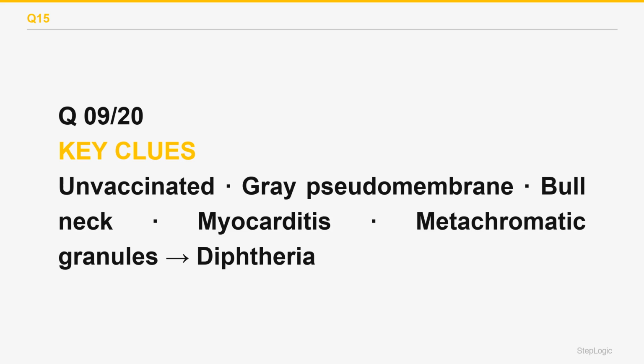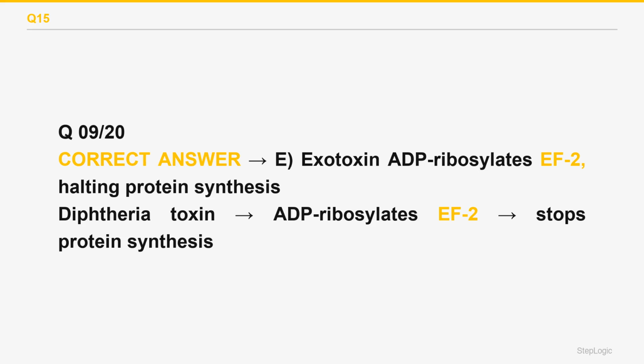cell protein synthesis. This kills cells, producing a thick gray pseudomembrane in the pharynx, a layer of dead cells, fibrin, and bacteria that bleeds when scraped, the bull neck lymphadenopathy, and the systemic effects. Myocarditis and neuropathies like soft palate paralysis occur as the toxin spreads. The correct answer is E.